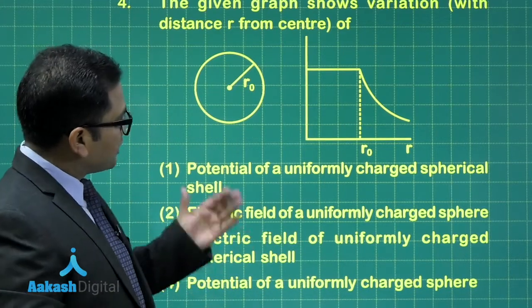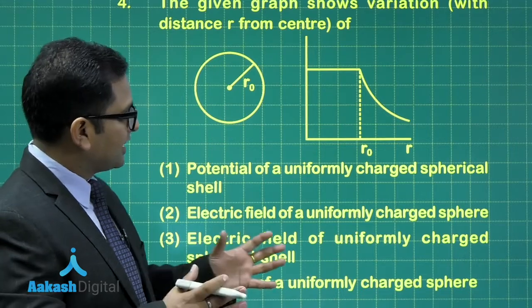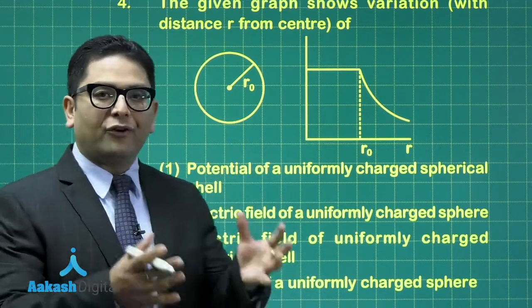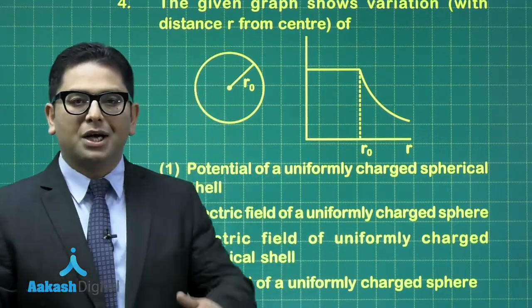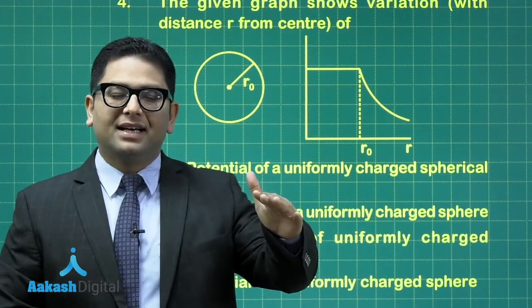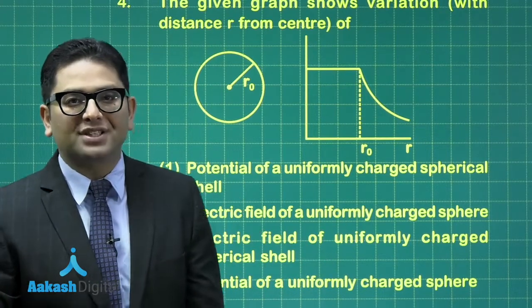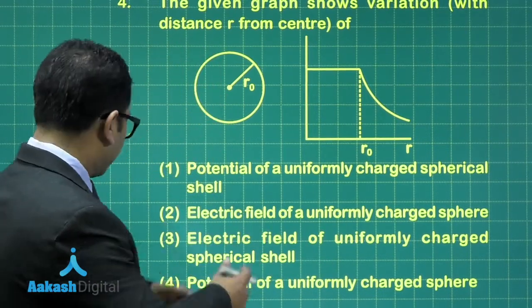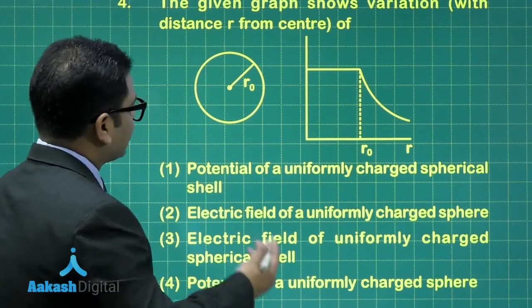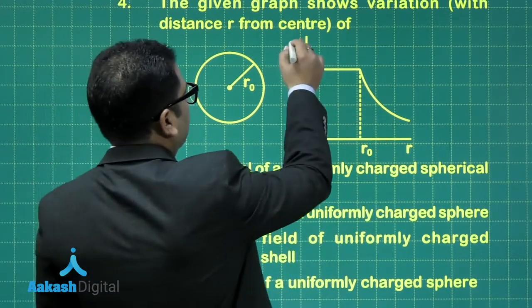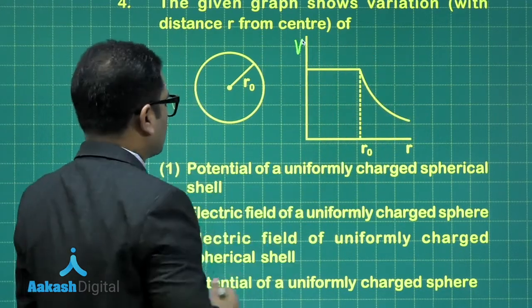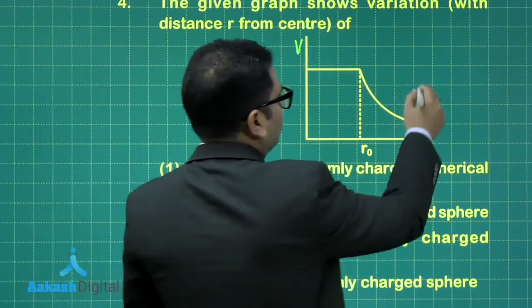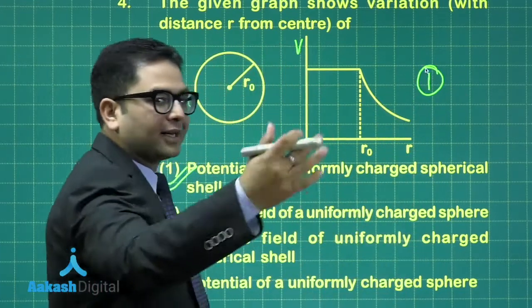And yes, the first option in itself would be correct because for a hollow uniformly charged sphere, or what we call a shell which is uniformly charged, potential inside is constant and outside potential is inversely proportional to r. So the first option that I've encountered is the correct one. The potential versus r, initially constant and then inversely proportional to r. So yes, for question number 4, option number 1 stands out to be the correct option.